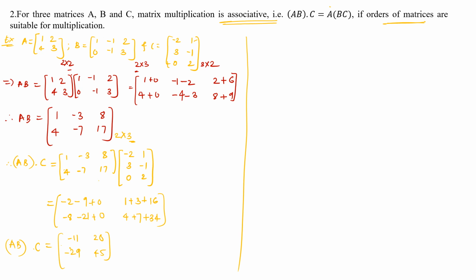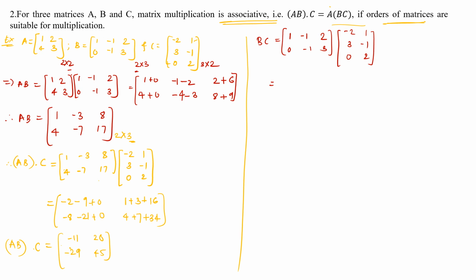Now we have to check what is the right hand side product matrix. For that we first have to multiply B into C. To do B into C, we need B's columns and C's rows to be the same. B has 3 columns and C has 3 rows, so they are equal. So we can do the multiplication. So 1 minus 1 2 0 minus 1 3 into minus 2 1 3 minus 1 0 2.